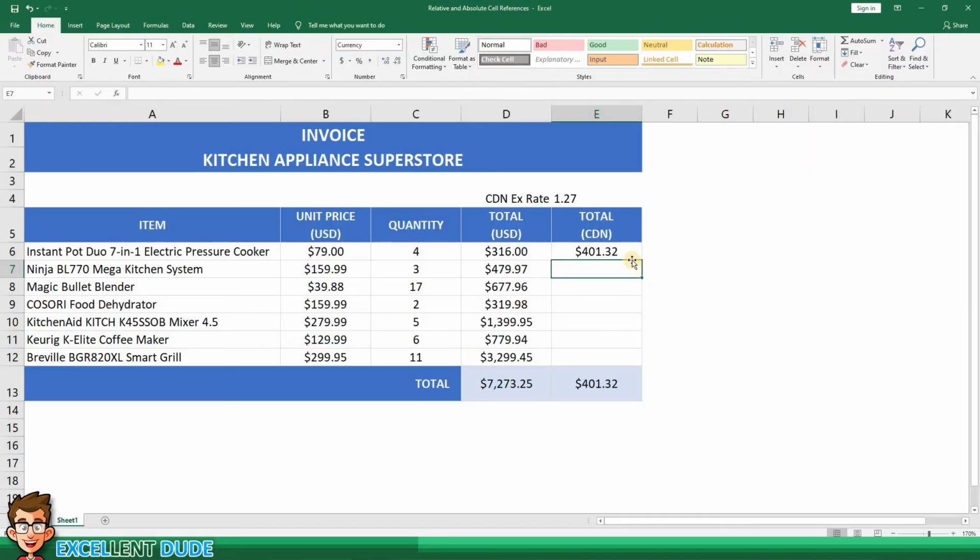Okay, that looks right. The value of row 1 of our invoice in Canadian dollars is $401.32. Let's copy the formula to the remaining rows using the fill handle. Oh, that is ugly. What happened?